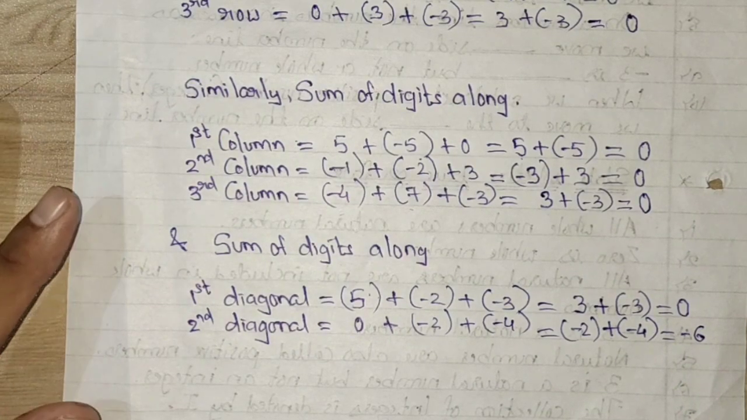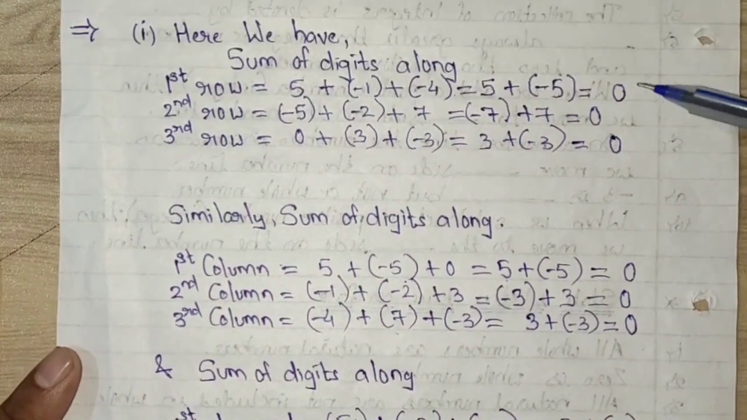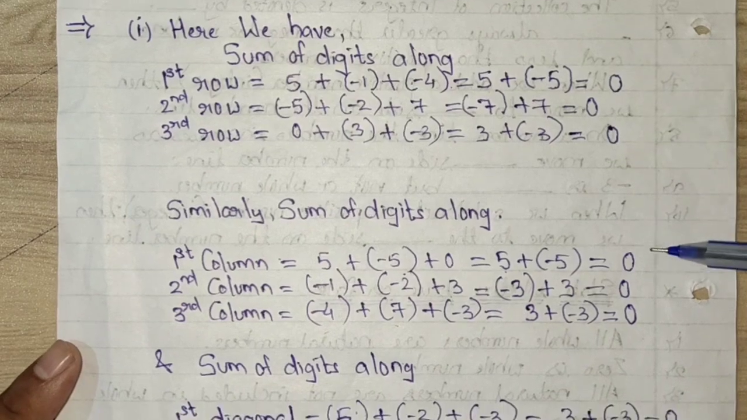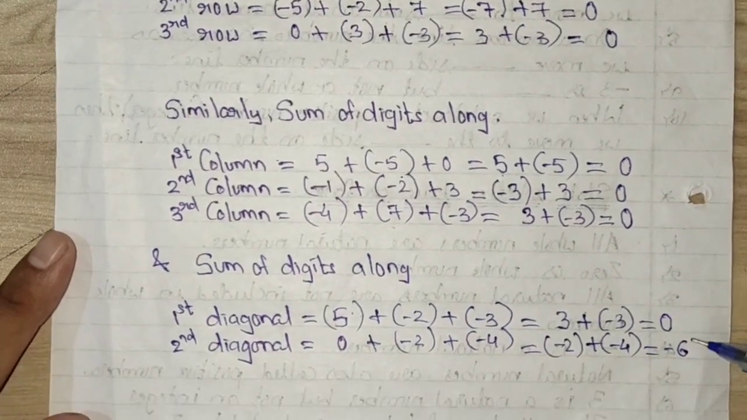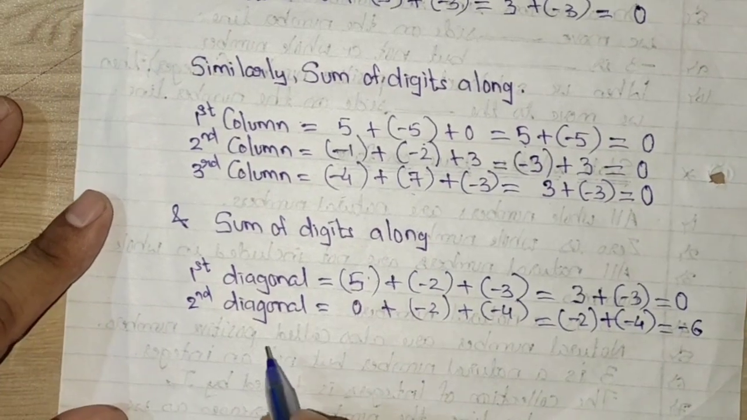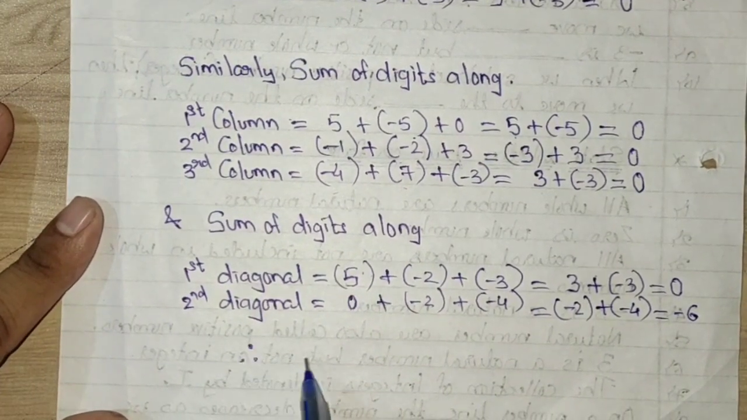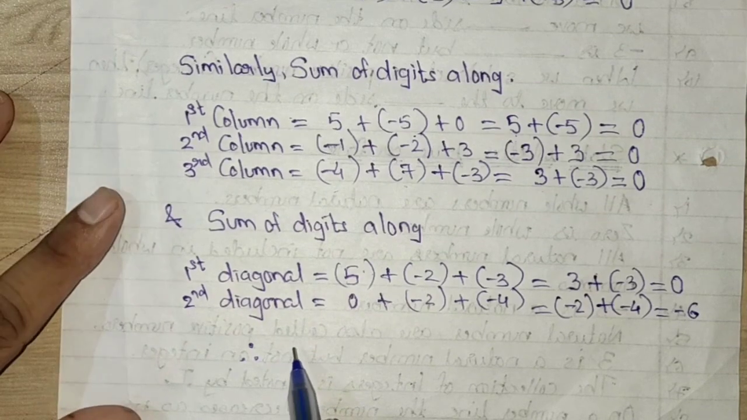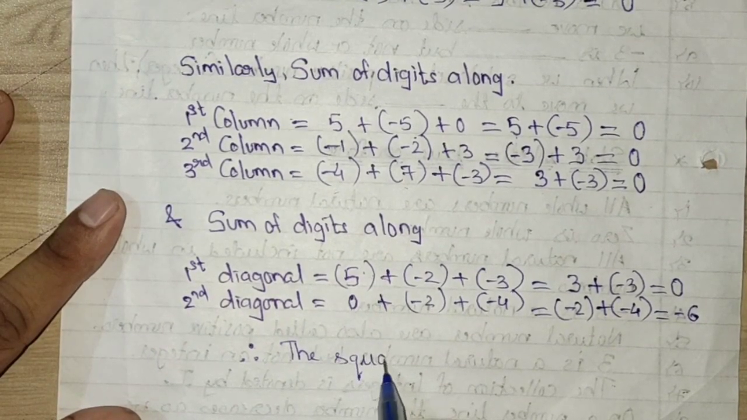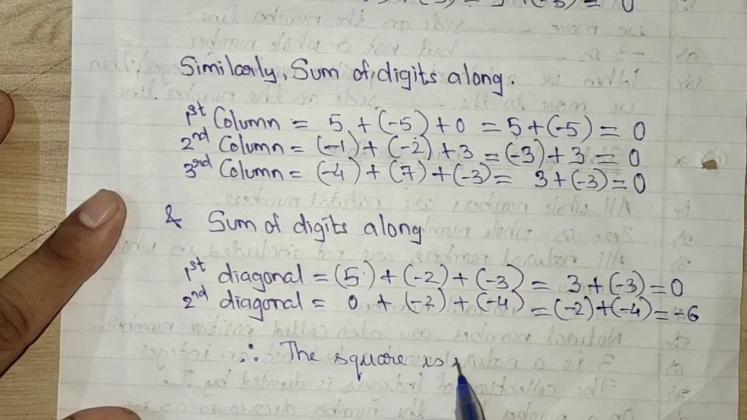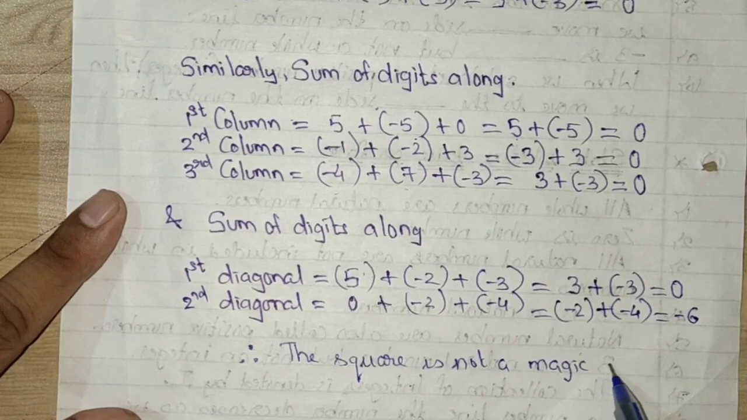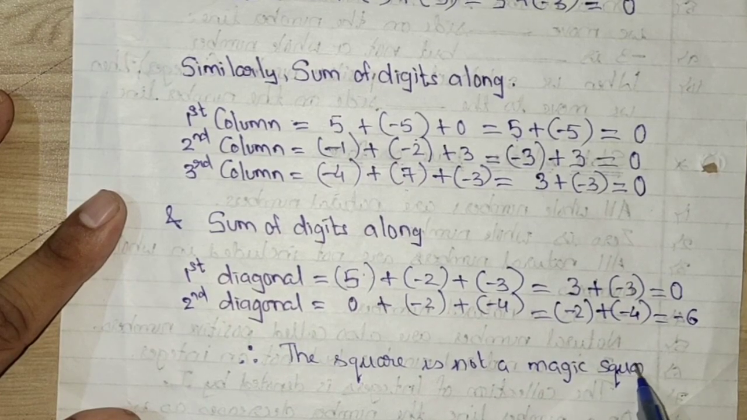Now students, here we can see 3 rows are having the same answer, 3 columns are having the same answer, but one of the diagonals is -6. Therefore, we will say that the given square is not a magic square.